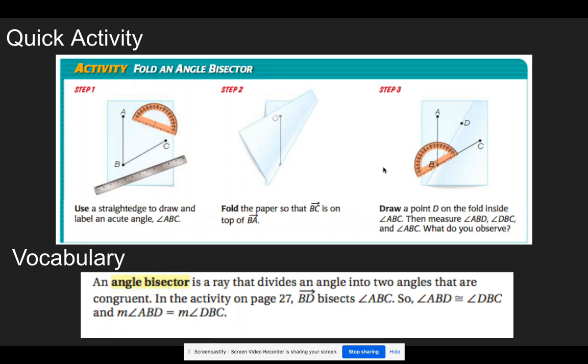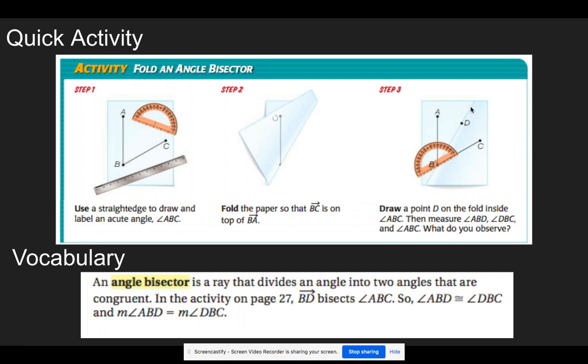And this figure that you get now has a crease going through the middle of your angle. Put a point anywhere along the folded line, so long as it's in the interior of angle ABC, and label that point D. And then connect B to D, creating a ray that bisects angle ABC.